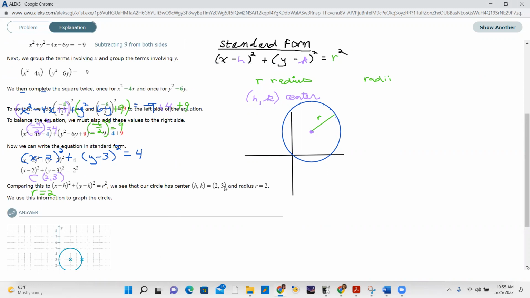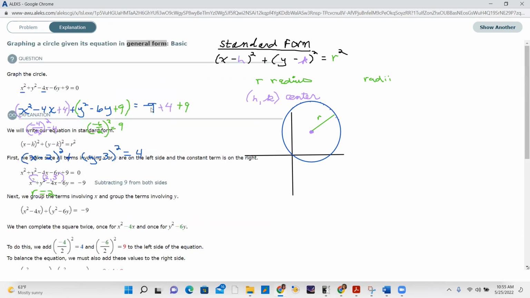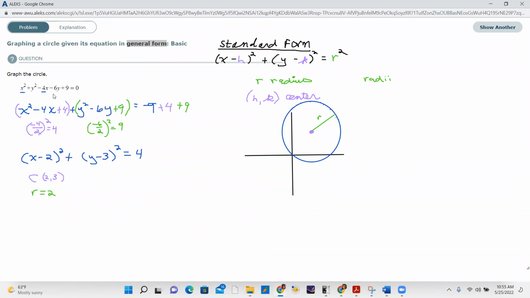Okay, so they go through the same thing. The center is 2, 3, like I have here in purple, and the radius is 2. So you go right 2, up 3, and then up, down, left, and right 2. Get your circle. Okay, so we group the X stuff, we group the Y stuff, complete the square on both X and Y, and write it in standard form.